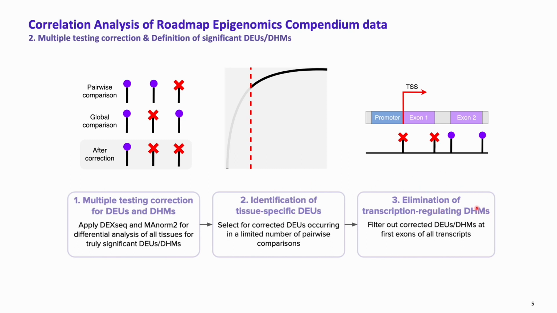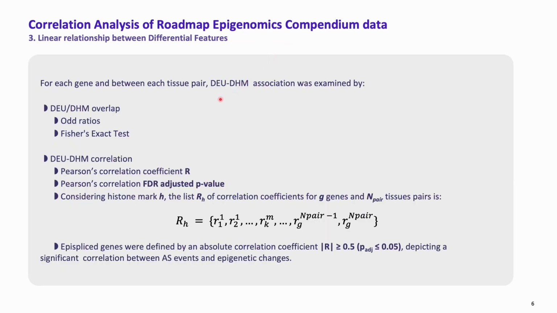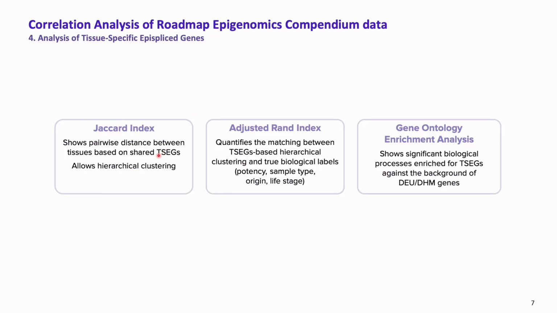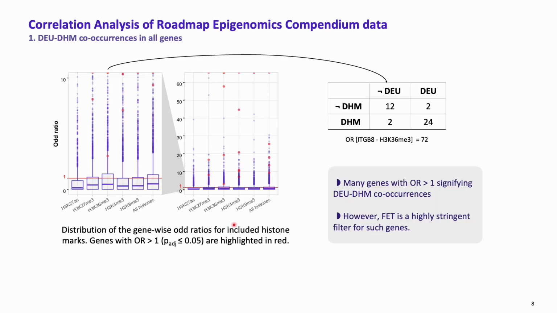In the last step, we eliminate the DHM that have more to do with transcription than splicing by eliminating those at the first exon of any gene. After revising the reliability of the DEU and DHM analyses, we now link them together and look at the overlap or the correlation between the two features with, first of all, the odds ratio and then Pearson correlation. We filter episplice genes on the basis of Pearson correlation using an absolute value of more than 0.05 and an adjusted p-value of less than 0.05. To investigate the episplice genes from the previous step, we use target index, adjusted Rand index, and gene ontology enrichment analysis.